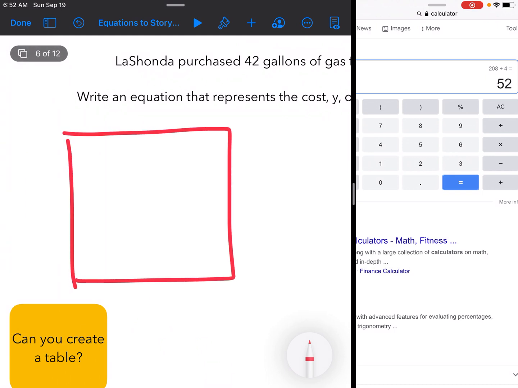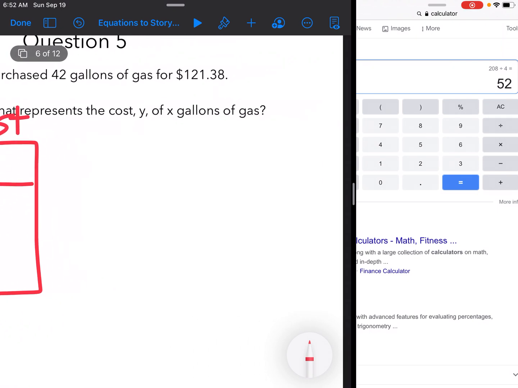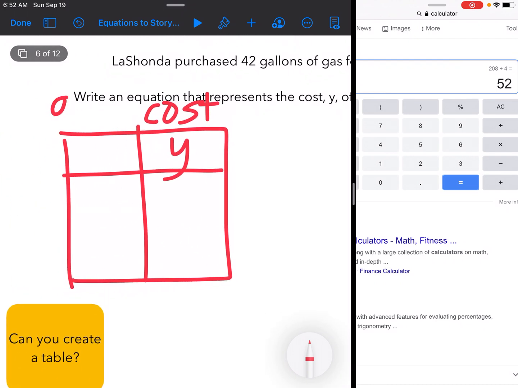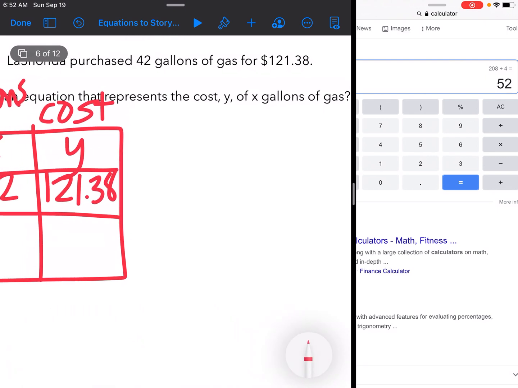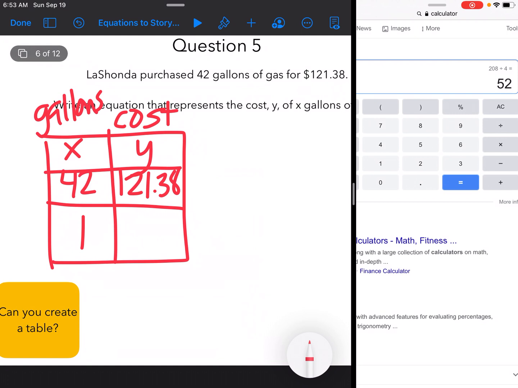So I'm going to make myself a table. I know that the cost is Y, and I know that the gallons is X. So the reason why I label my columns is so that I know where to put the numbers from the original problem. So it was 42 gallons of gas, so that has to be the X, and the cost was $121.38. So I want to find for 1 gallon of gas. So I'm going to divide by 42.